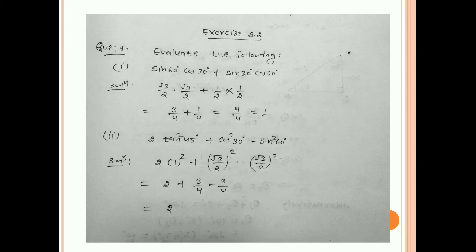In the second part it is asked 2 tan square 45 plus cos square 30 degree minus sin square 60 degree. From the table if we see, then tan 45 is 1, cos 30 is root 3 by 2 and sin 60 is root 3 by 2. So the root 3 by 2 square minus root 3 by 2 square, that will be 0. So we will get 2 as our answer.